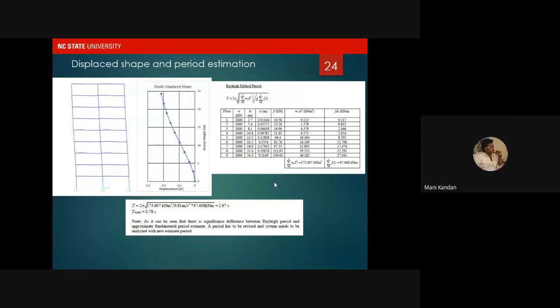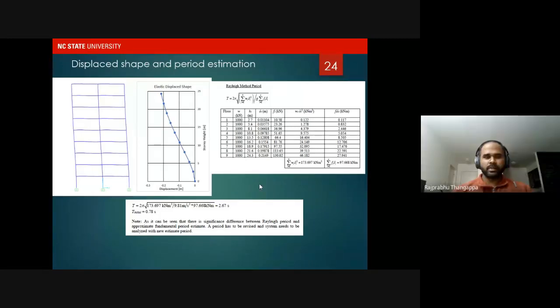Participants, kindly mute your audio. Yeah, there's too much noise. Yeah, now it's clear.